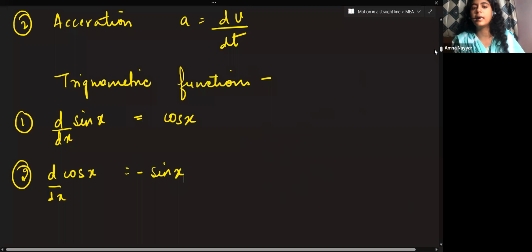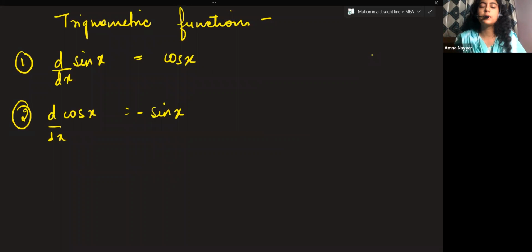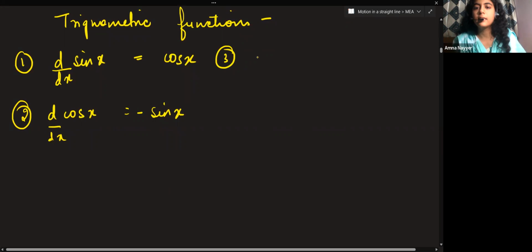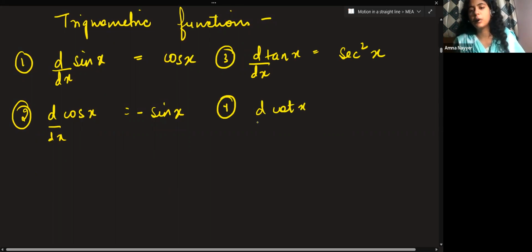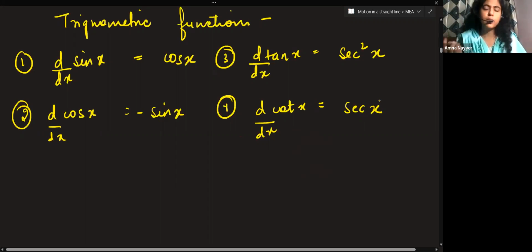Most frequently used are sine and cos only. Now, apart from sine and cos, we have tan x. The derivative of tan x is actually sec squared x. So this is the third one. Fourth one, if you have cot x, the reciprocal of tan theta is cot theta. So let's say cot x we have. So this becomes, minus cosec squared x, with x meaning whatever is your angle.